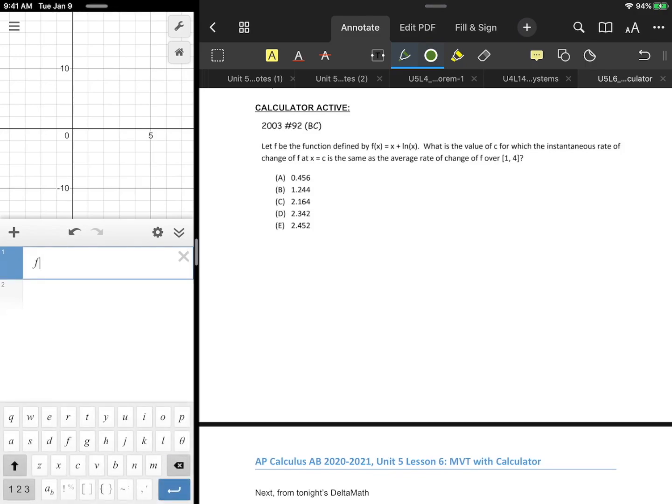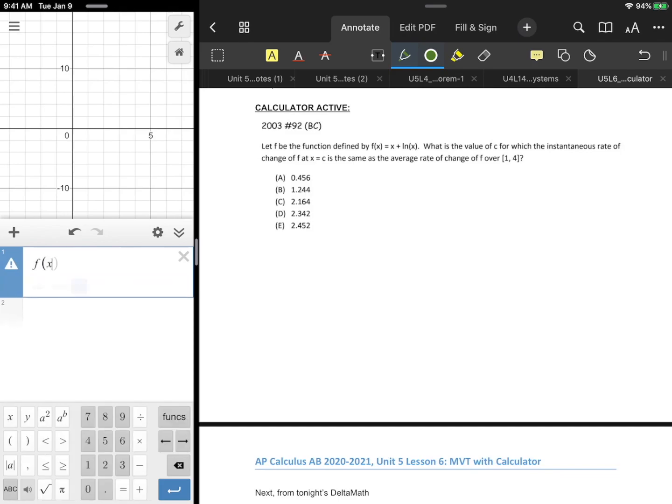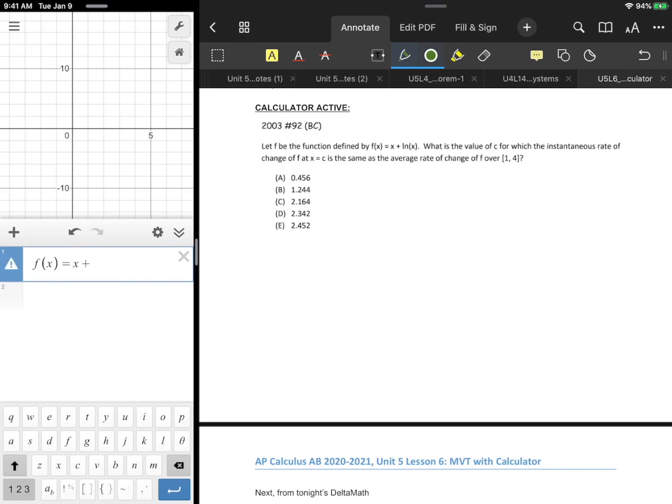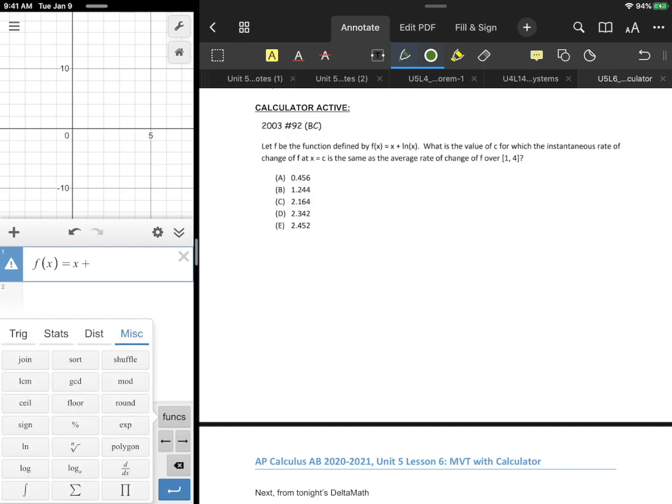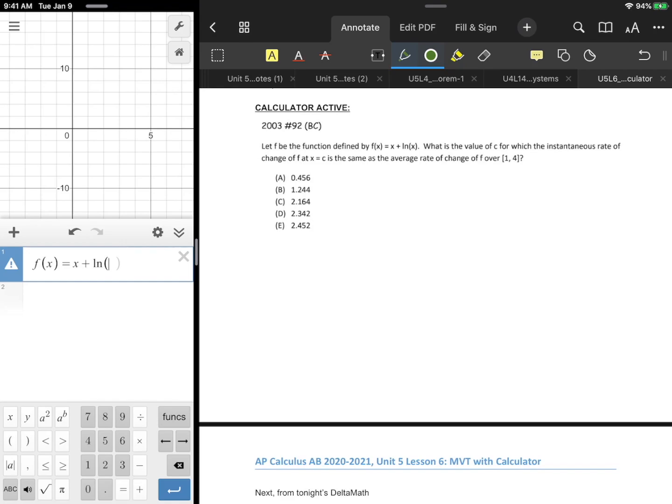So I'm going to go ahead and type this in, f of x, and I use f of x so that I can plug in easily. You'll see what that looks like in a second. F of x equals x plus the natural log of x. It's in functions, miscellaneous, the natural log of x. So here's what this function looks like. Let's see what they want us to do with it.